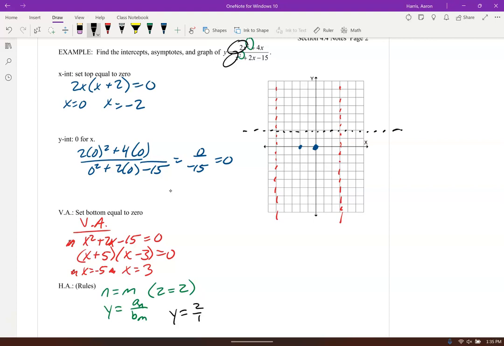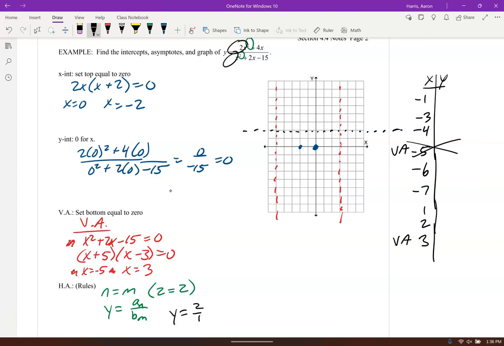And then at this point, again, we're plugging in a bunch of points. It'd be nice to throw in something between 0 and negative 2, like negative 1. Something to the left of negative 2, negative 3, negative 4. At negative 5, I have a vertical asymptote, so you can't throw anything in there, but something to the left of that. And something to the right of 0, like 1 and 2. At 3, I have another vertical asymptote, so I can't throw anything in there, but I could throw in 4 and 5, and so on, right?